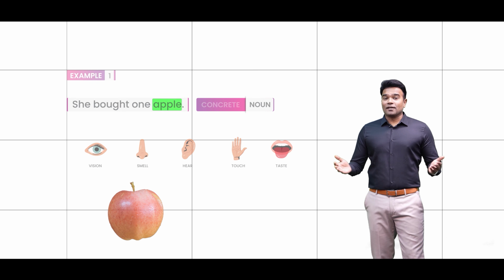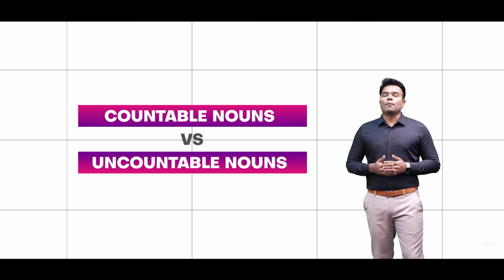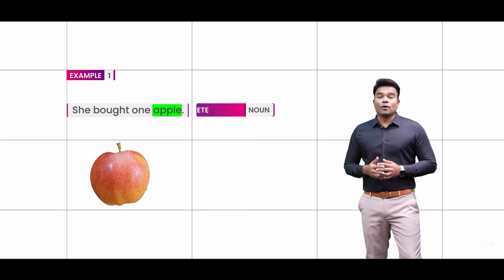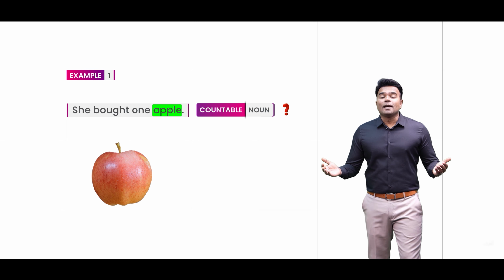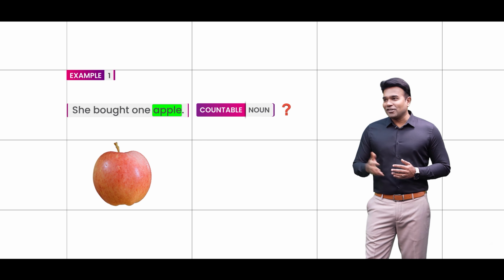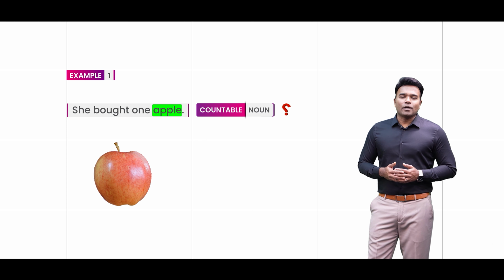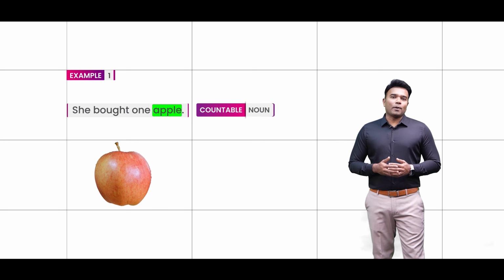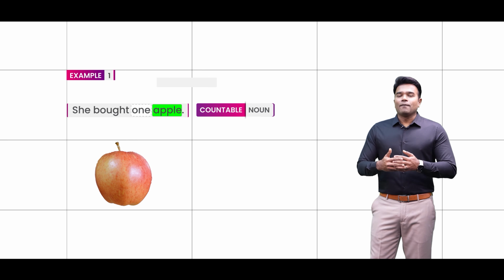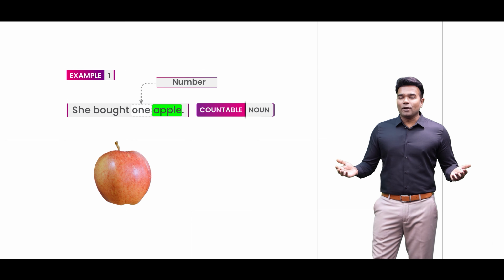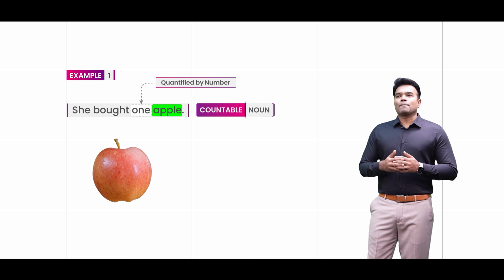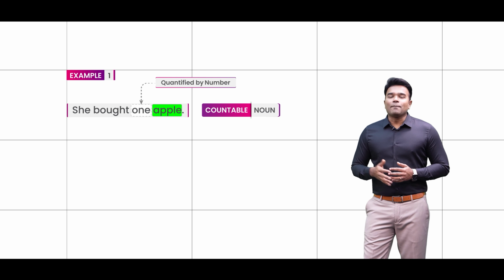But this session being a session on the countable and the uncountable nouns, what I would wish to say is that apple is also categorized as a countable noun. Why is it categorized as a countable noun? You can count it as individual units. And such kind of nouns which can be counted as individual units is what we categorize as a countable noun. Here we are counting the number of apples through the word one. After all, one is nothing but a number. In other words, you are trying to quantify the countable noun through a number.